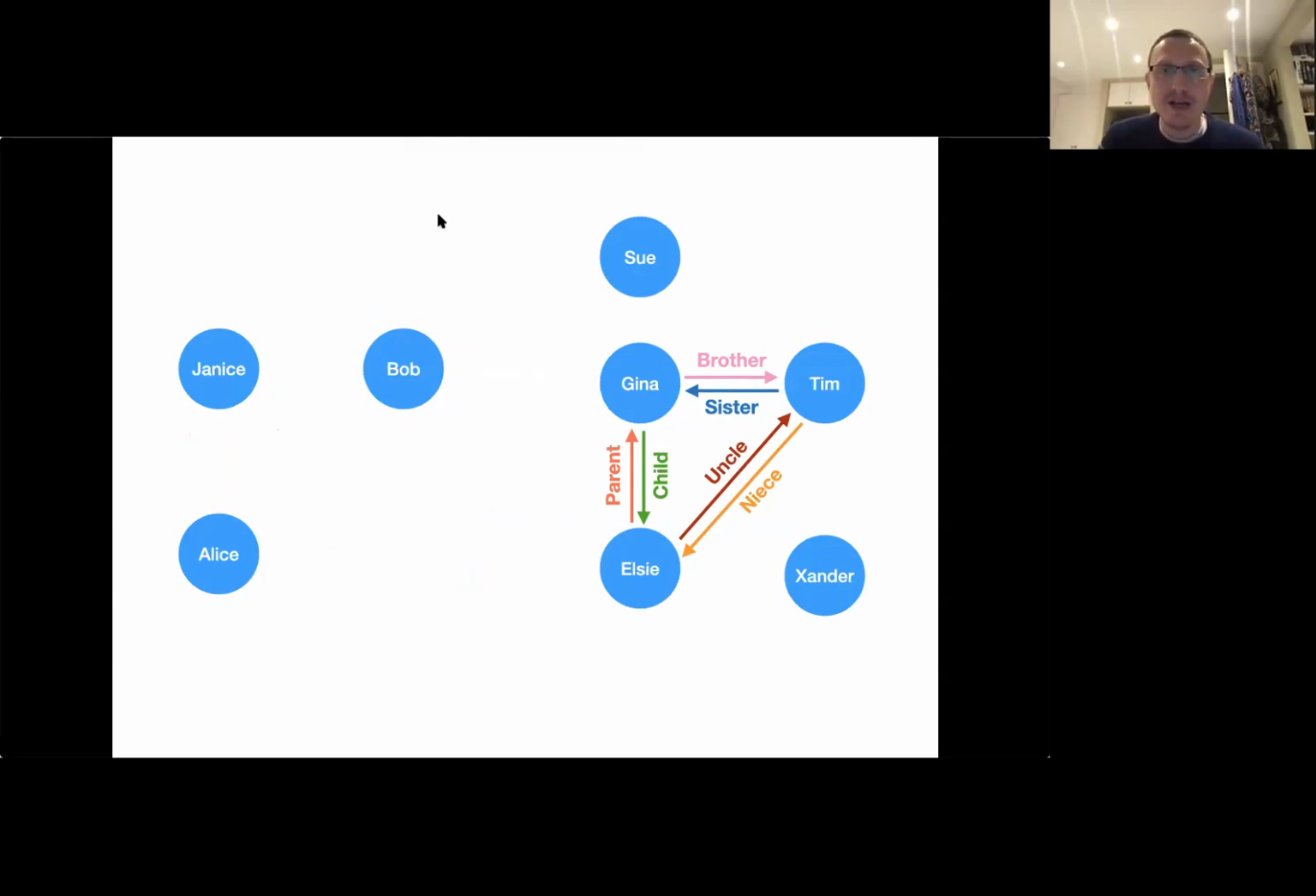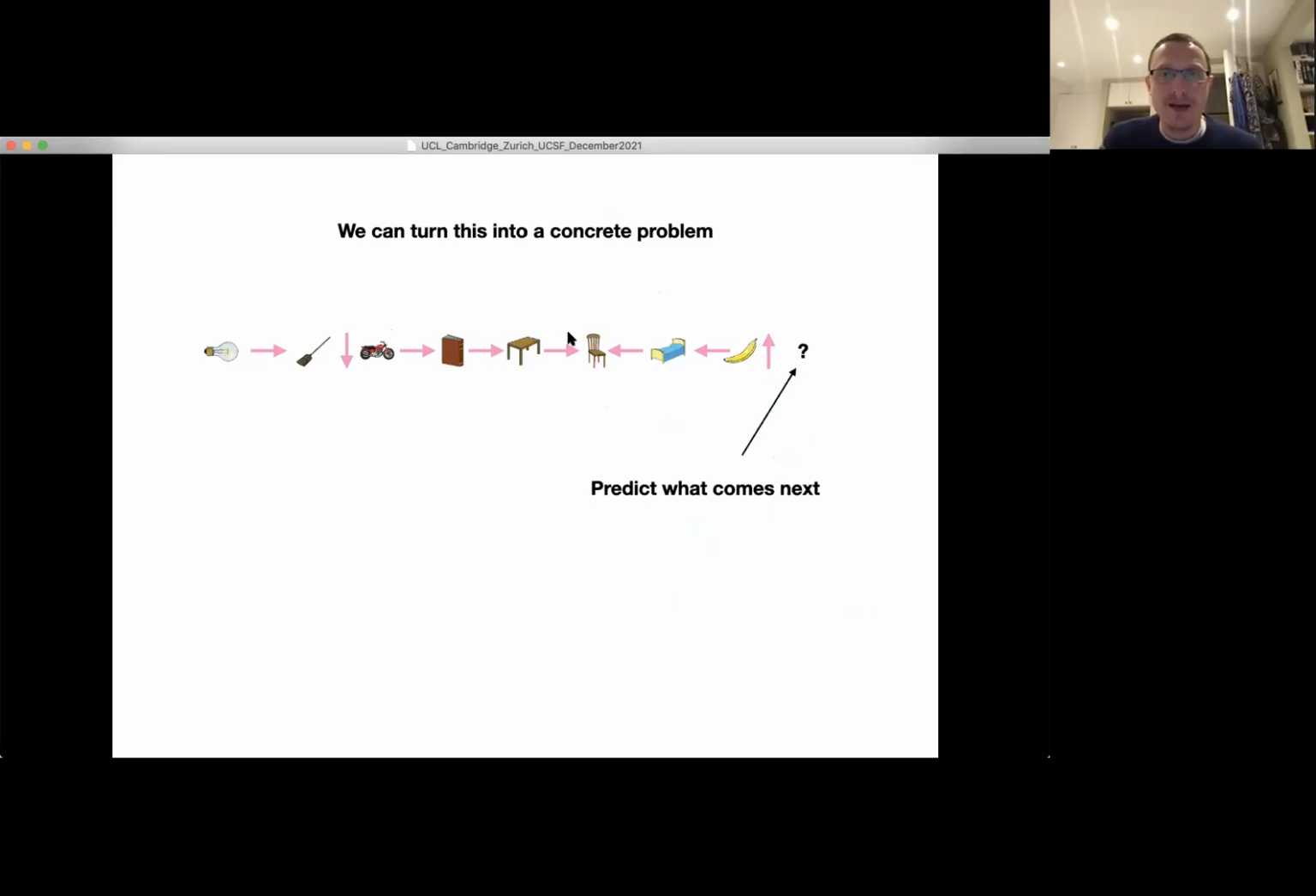It doesn't seem very concrete, so I'm just going to show you, in fact, the same problem, but a more concrete version of this problem, which is a problem that the brain might be able to solve, or a model might be able to solve. So here's one. What's next in this sequence, right? It goes light bulb, right, broomstick, down, motorbike, right, et cetera, et cetera. Predict what comes next. And I guess none of you can do that. It seems like an impossible challenge.